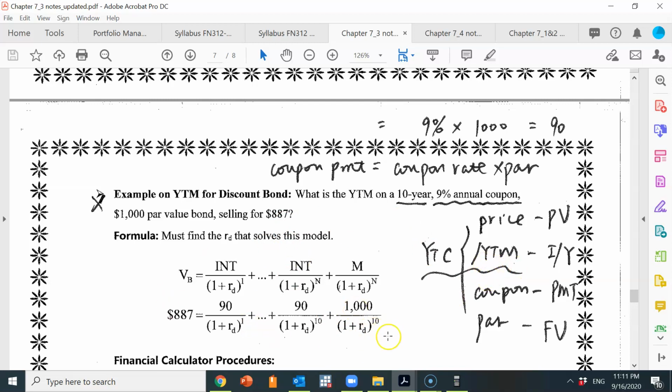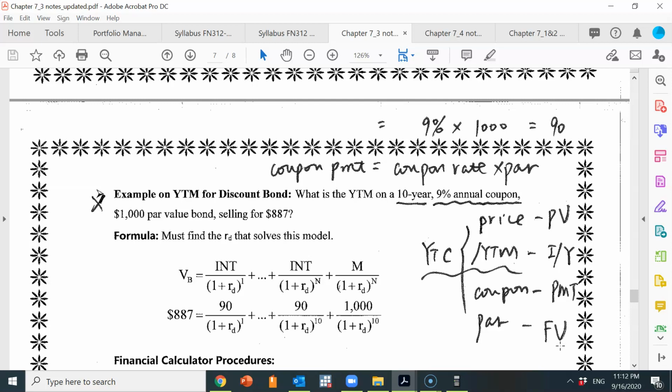It's a little bit hard to solve for yield to maturity using the formula. So it's better to do it with our financial calculator, because yield to maturity or yield to call is just the interest rate or I/Y on the calculator. The bond price is just the present value on the calculator. The coupon payment is payments or ordinary annuity on the financial calculator. The par value is the future value. Okay? You can pause the video again and try this question yourself.